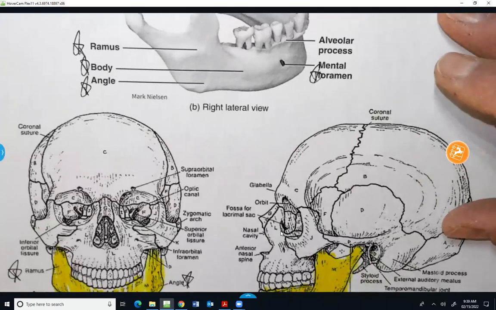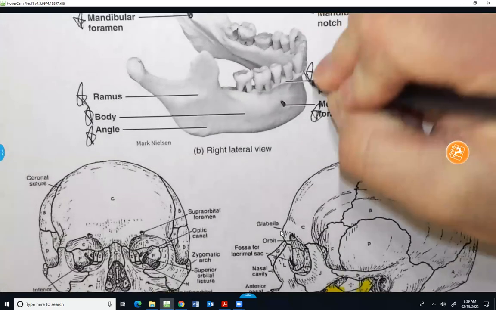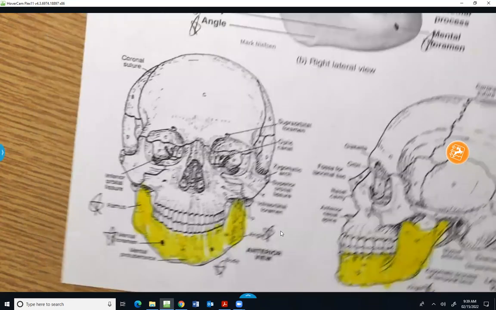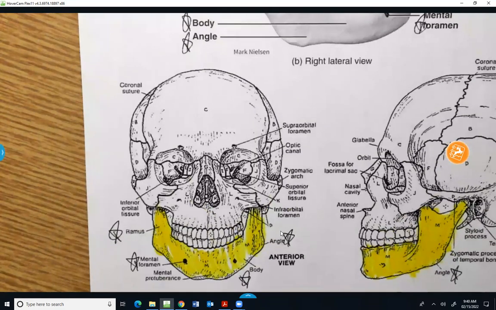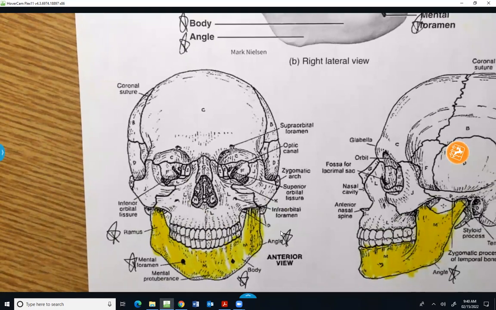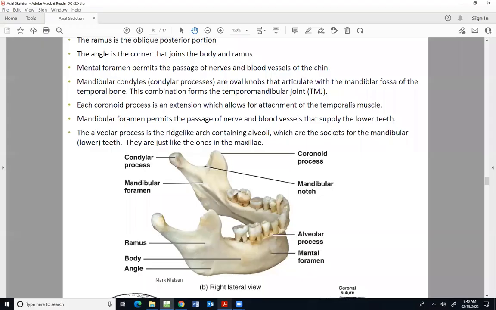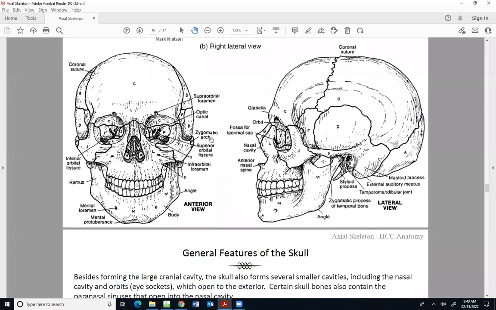And as far as other structures go, I already kind of mentioned it, but I'll highlight it again. Alveolar process, that's the bridge or ridge-like arch where the alveoli or the sockets are for our lower teeth, just like the ones in our maxillae. Don't worry about the mandibular notch or the mental protuberance, like I said earlier. Those aren't things you need to worry about. Questions? Okay, well then we are done coloring for this lecture anyway.